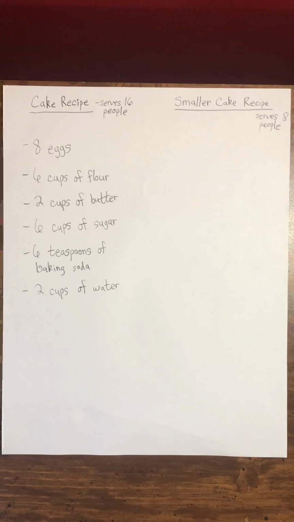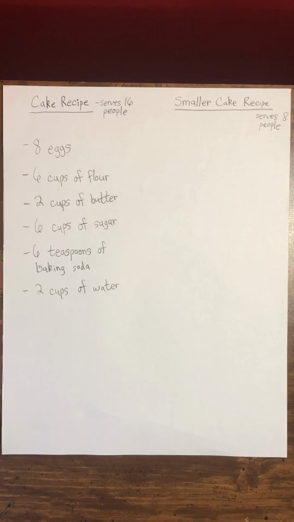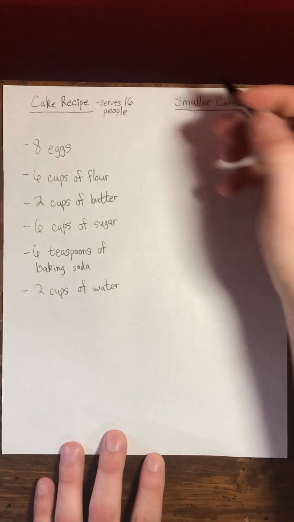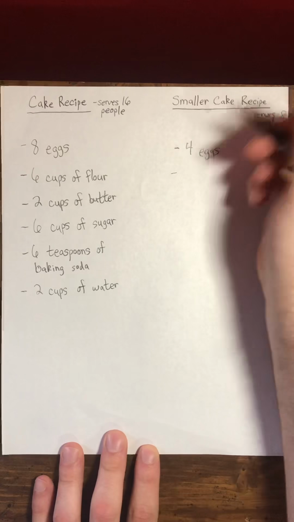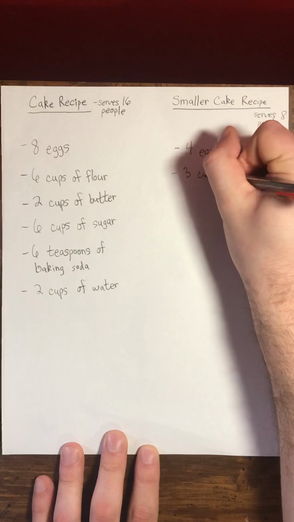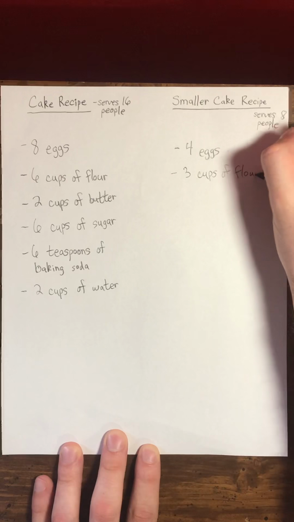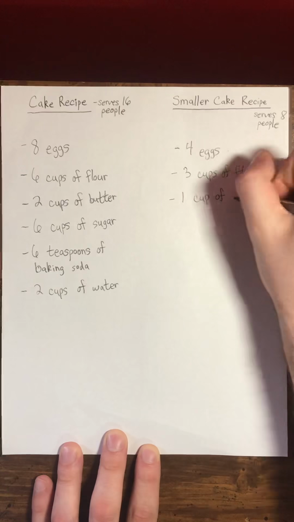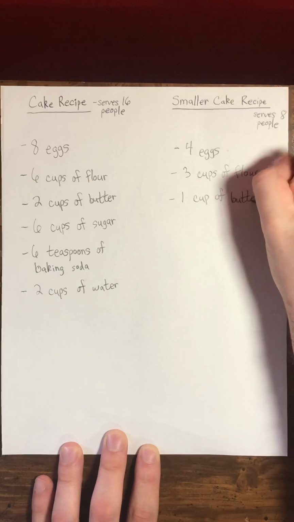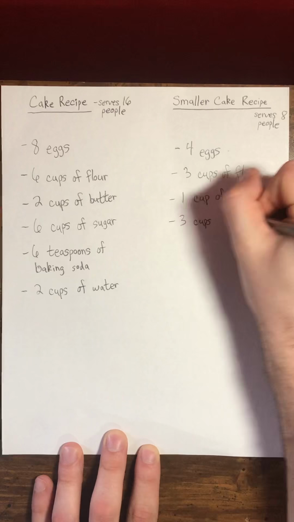So now if we want to make a cake recipe that serves 8 people, we would of course want to cut this recipe in half, right? Because we want to serve half as many people. So let's do that. Instead of 8 eggs, we'll have 4 eggs. Instead of 6 cups of flour, we'll have 3 cups of flour. Instead of 2 cups of butter, we'll have 1 cup of butter. Instead of 6 cups of sugar, we'll have 3 cups of sugar.